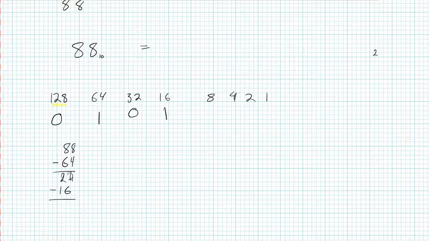Okay, so 24 minus 16 gives us 8. Sorry, I'm running out of room here. So we have 8 left. So are we going to use an 8 to add up? Of course we are. It's going to finish up our whole number. And now 64 plus 16 plus 8 is 88. So we can just fill in the rest of the values with 0. So 0, 1, 0, 1, 1, 0, 0, 0.